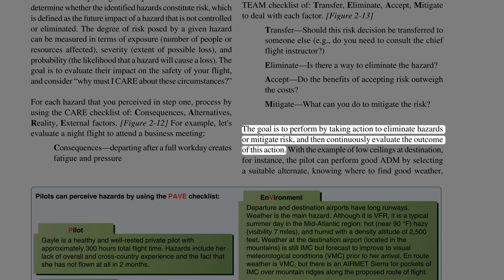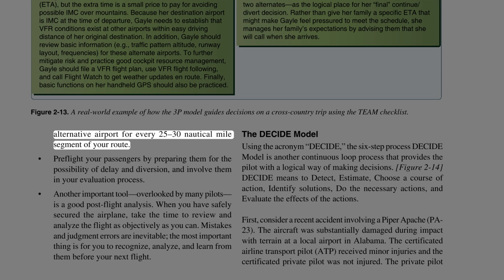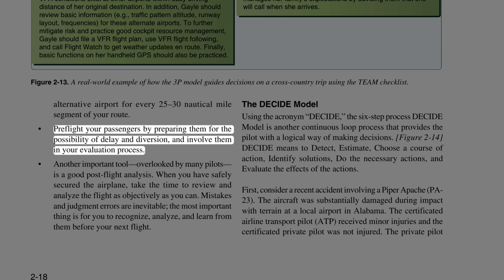The goal is to perform by taking action to eliminate hazards or mitigate risk, and then continuously evaluate the outcome of this action. With the example of low ceilings at destination, for instance, the pilot can perform good ADM by selecting a suitable alternate, knowing where to find good weather. Identify an alternative airport for every 25 to 30 nautical mile segment of your route. Preflight your passengers by preparing them for the possibility of delay and diversion, and involve them in your evaluation process.